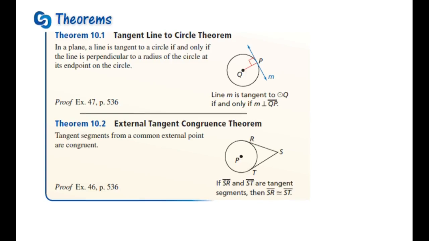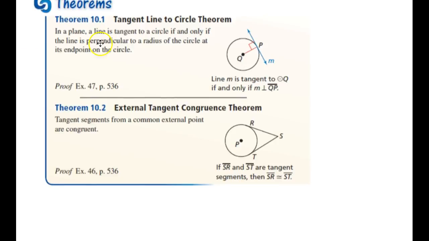So now here's a couple of our theorems that we're looking at. So the first one, that I know that if a line is tangent to a circle, if and only if the line is perpendicular to the radius. So that tells me that it connects in exactly one point if it's perpendicular. So I can always look at the angle to help me determine if it's tangent or if it's not.